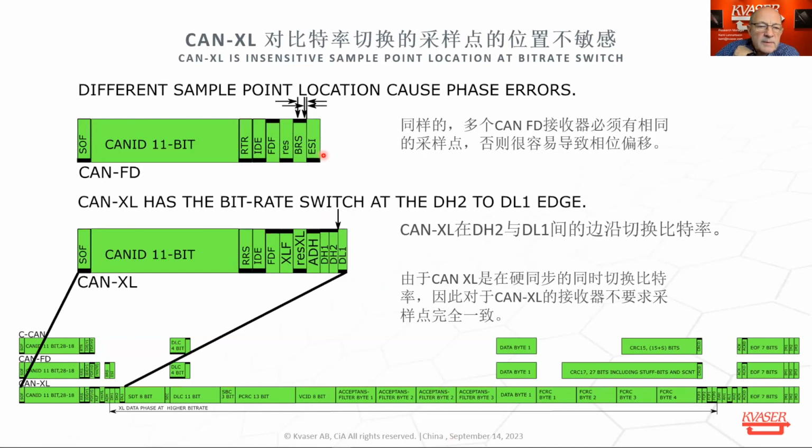And the second problem with CAN FD is that the bitrate switch is at the sample point, because different receivers could have different sample point locations in the arbitration bits, and if they have different sample points, you will get a phase offset between different units, which can cause problems when you have very small data bits here. Again, by switching at the edge here, you don't have this problem in CAN XL anymore.